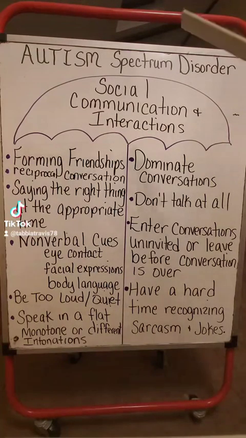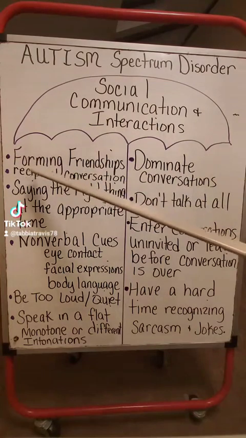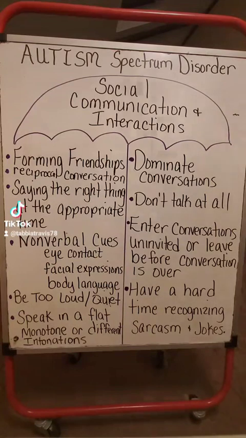So social communication interactions is one of the core areas that people with autism struggle with. Under that, they have a hard time forming friendships and relationships. They also have a hard time with reciprocal conversation. Autistic people struggle with two-way conversations. Now, we know that in a healthy conversation, that requires two people to engage in a back and forth dialogue where one person talks and the other person listens, and vice versa. Autistic people struggle in this area.